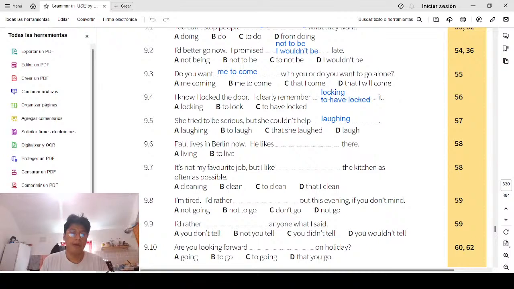Next one. Paul lives in Berlin now. He likes living or he likes to live. In this case, living, because we're not talking about the verb, we're talking about the action. He likes living there.